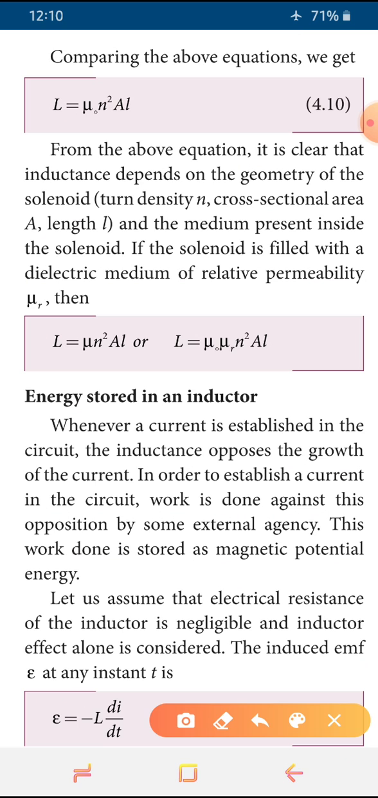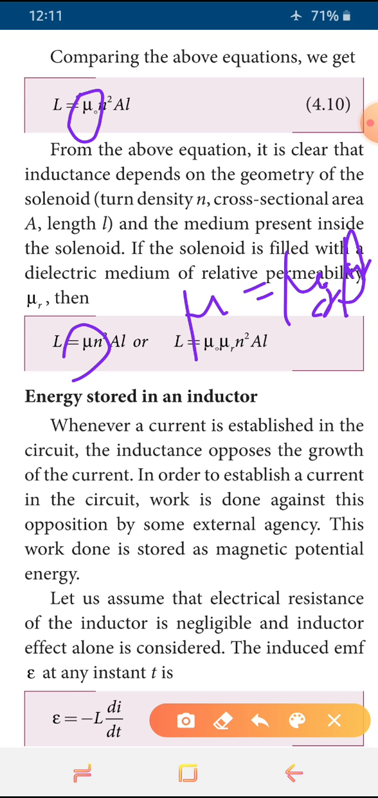So what is the difference here? We know mu is equal to mu naught into mu r. Here it was mu naught because mu r is 1. Now we are writing mu naught into mu r in the format of mu. Then the equation becomes mu n square A into L, or we can write mu naught mu r n square into AL.